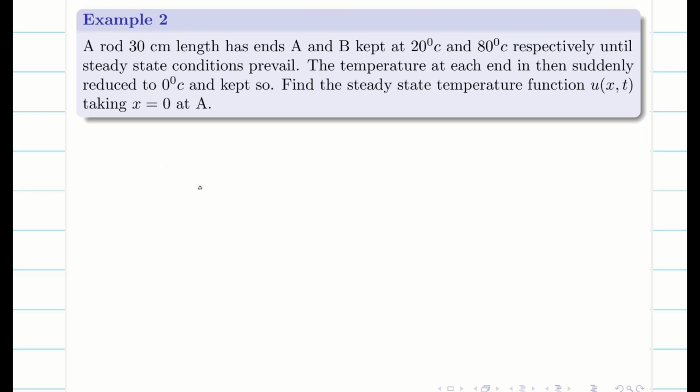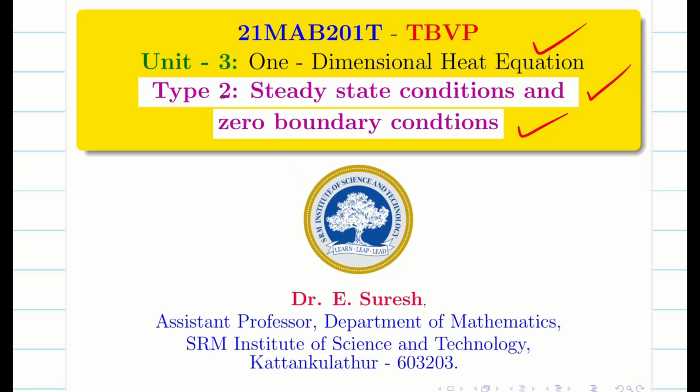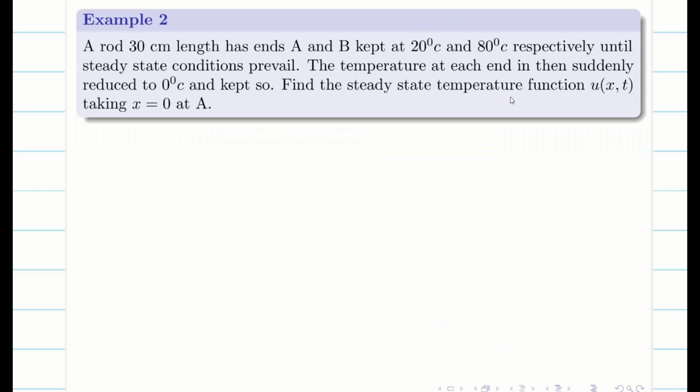In our previous problem, they directly gave u_t equal to alpha squared u_xx, and they gave the two boundary conditions and one initial condition. So they gave these three data and asked us to find the steady state temperature function. But in today's session, the problem is with steady state condition and zero boundary conditions. In the steady state condition, my third initial condition u of x comma 0 will not be given directly. We have to find it from the question. It will be a theoretical question. We have to identify whether the question is zero boundary or non-zero boundary with steady state conditions.